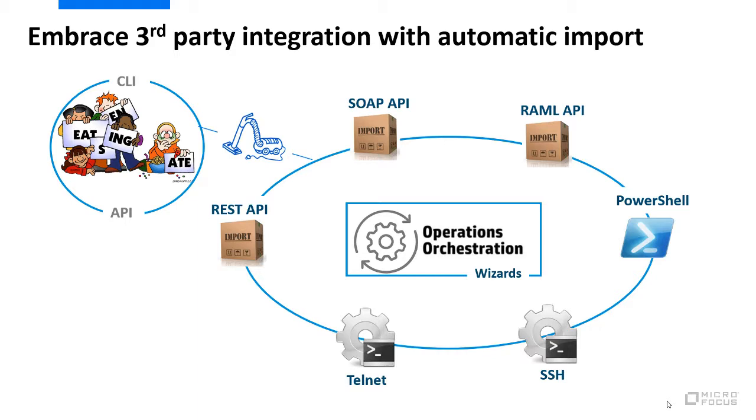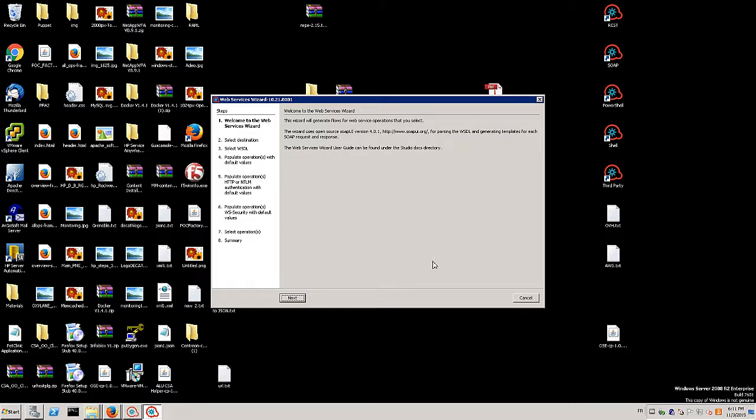For that, I will use my server and open my wizard. This one is the web service wizard. The goal of this wizard is to discover a SOAP API, discover the endpoints and operations, and import them automatically. I could also use the other wizards for SOAP, PowerShell, Shell, or third parties like SAP.